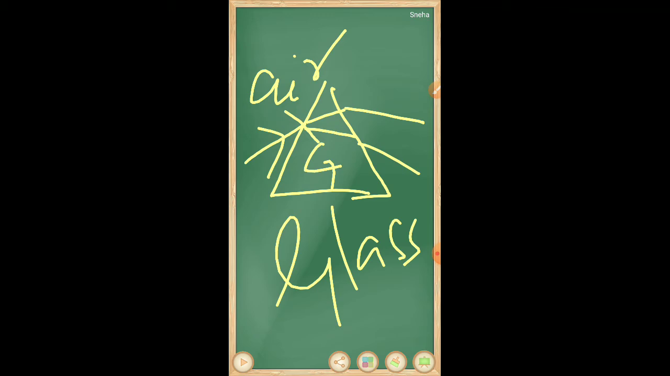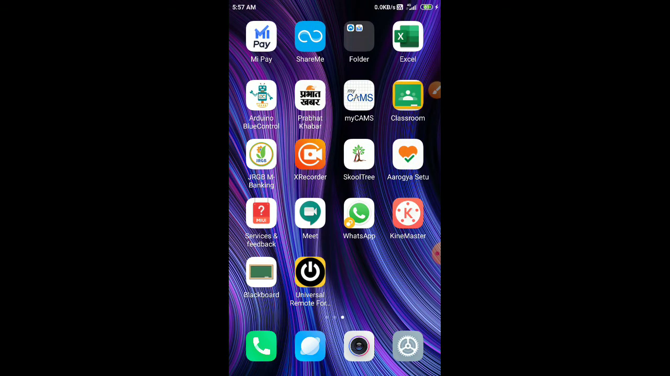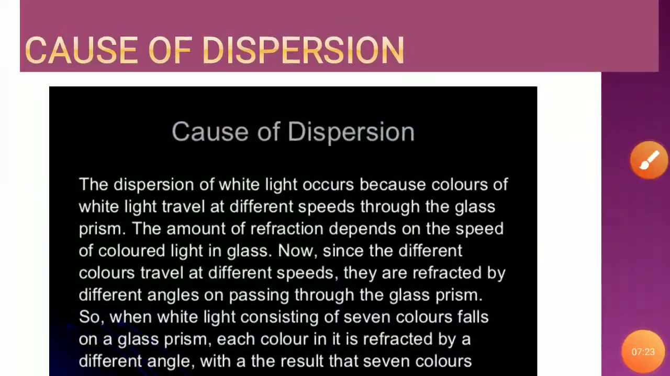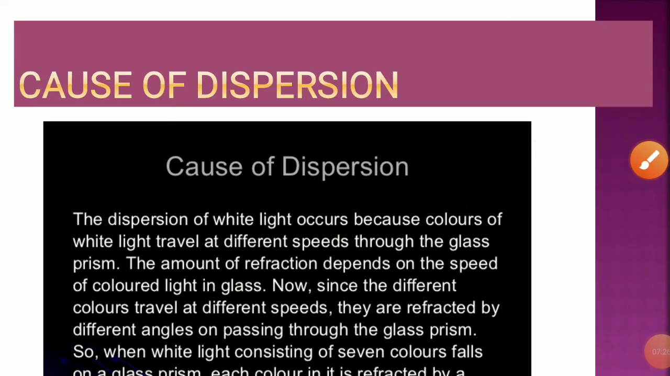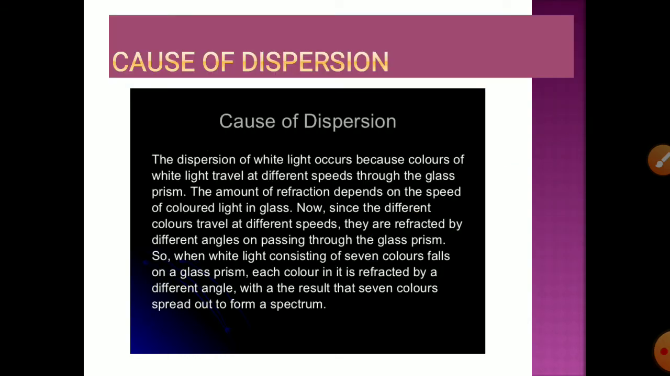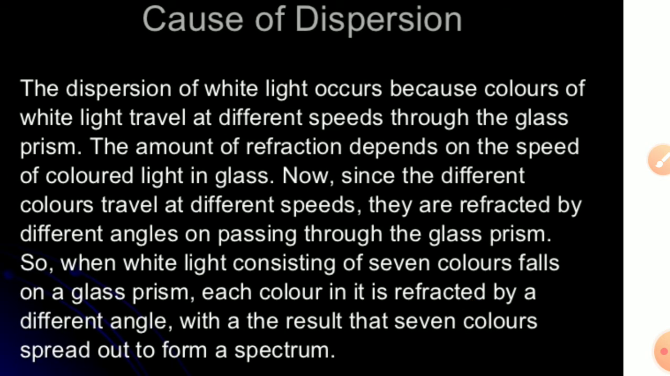So dispersion of white light occurs because colors of white light travel at different speeds through the glass prism. The amount of refraction depends on the change in the speed of colored light in glass. Since the different colors travel at different speeds, they are refracted by different angles on passing through the glass prism, because the amount of bending will be different.